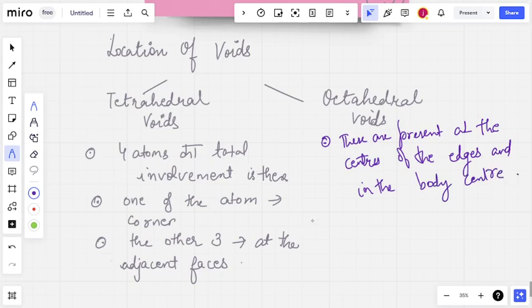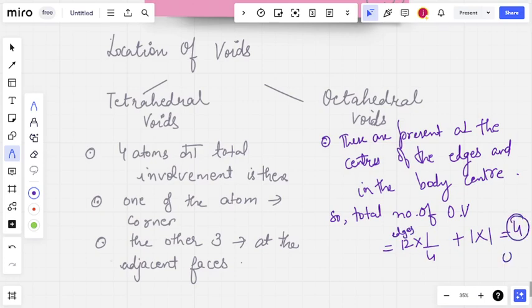So total number of octahedral voids is equal to 12 into 1 by 4. 12 edges, each contribution 1 by 4, plus 1 is at the body center, contribution is also 1. So a total of 4 octahedral voids are there. So you can see 8 tetrahedral voids and 4 octahedral voids are present.